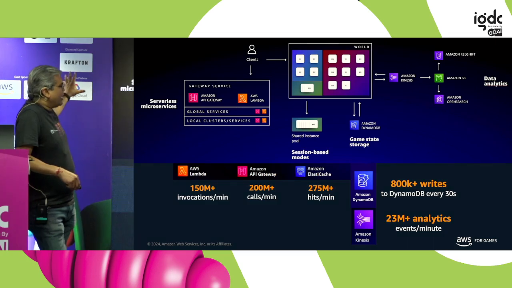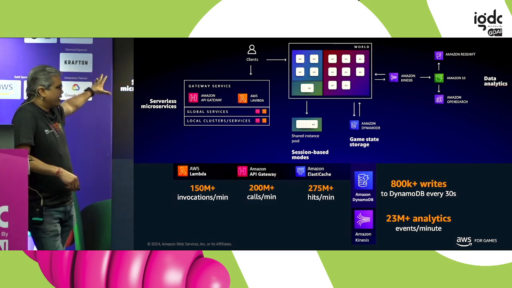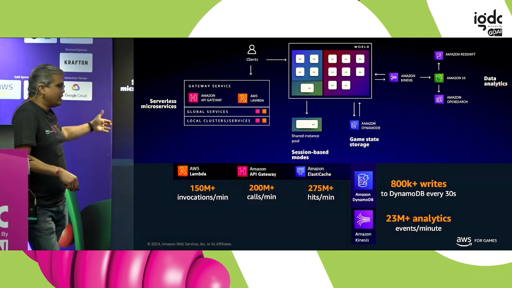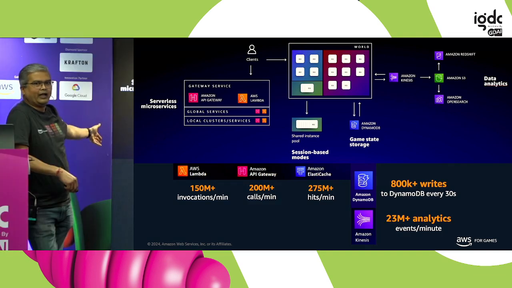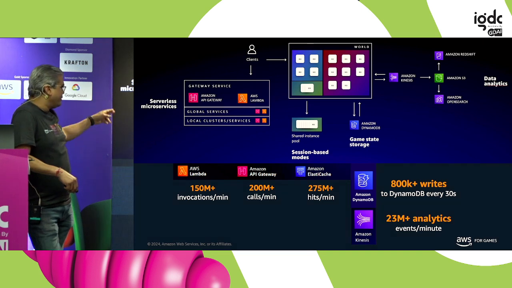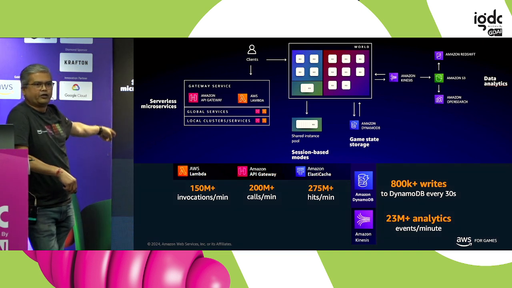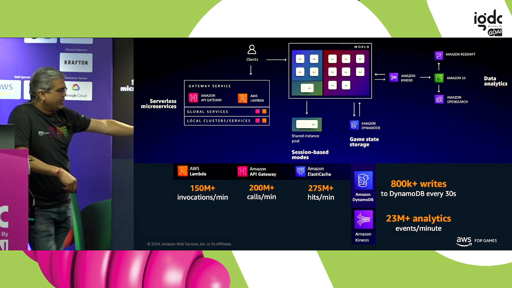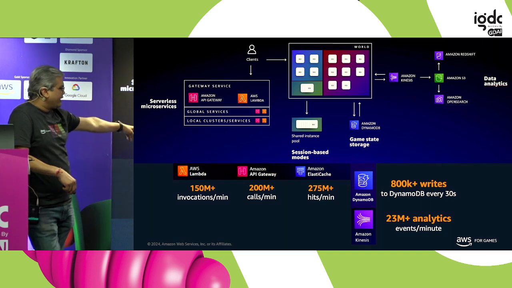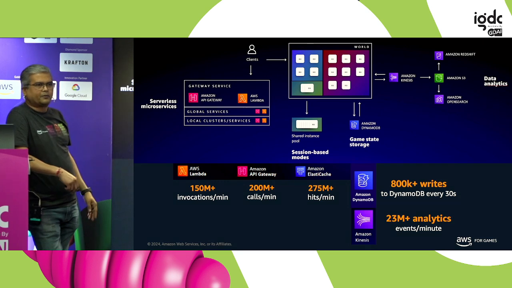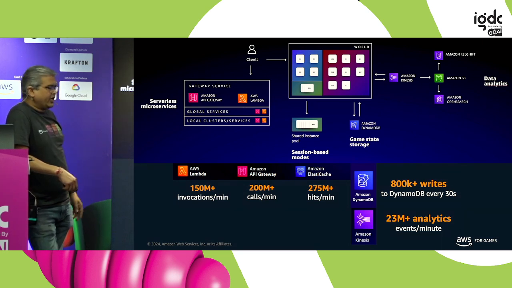And a sample architecture, a very broad architecture, is here. But below here, you can see the kind of scale that they ran at. 150 million invocations per minute of Amazon Lambda. 23 million analytics events every minute. The scale of DynamoDB, Amazon API Gateway, ElastiCache, all is unprecedented. You could not have built this anywhere else in the world.